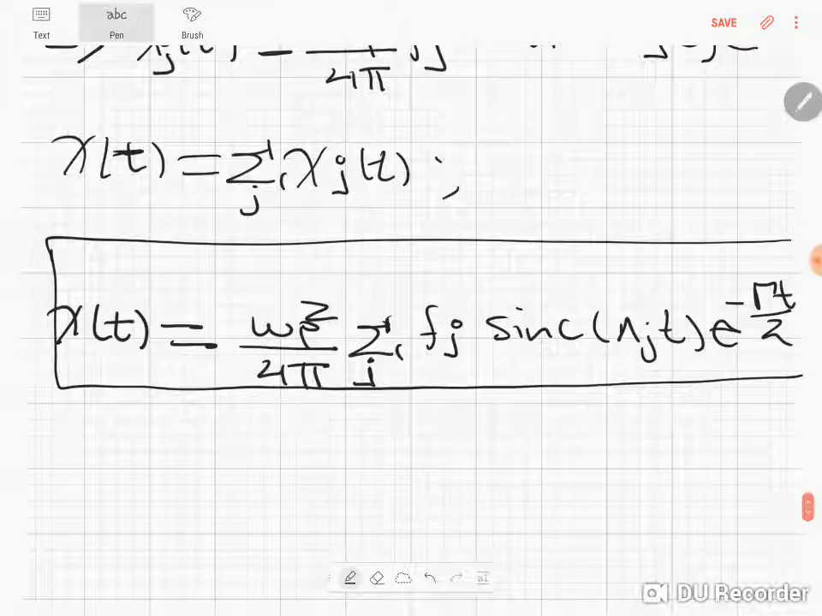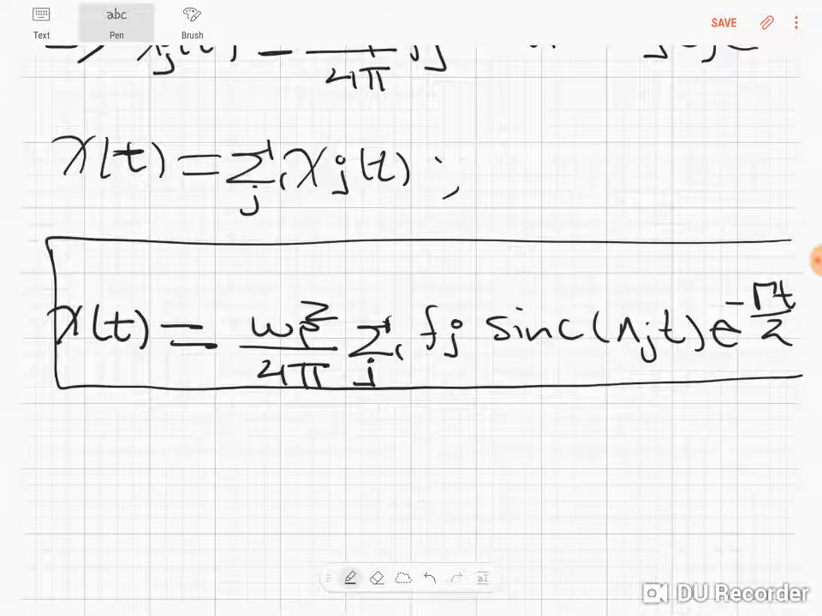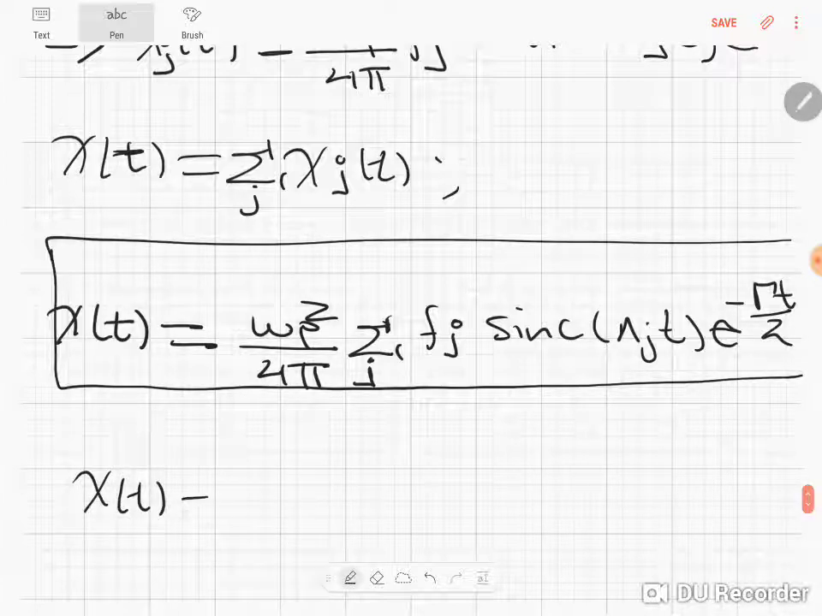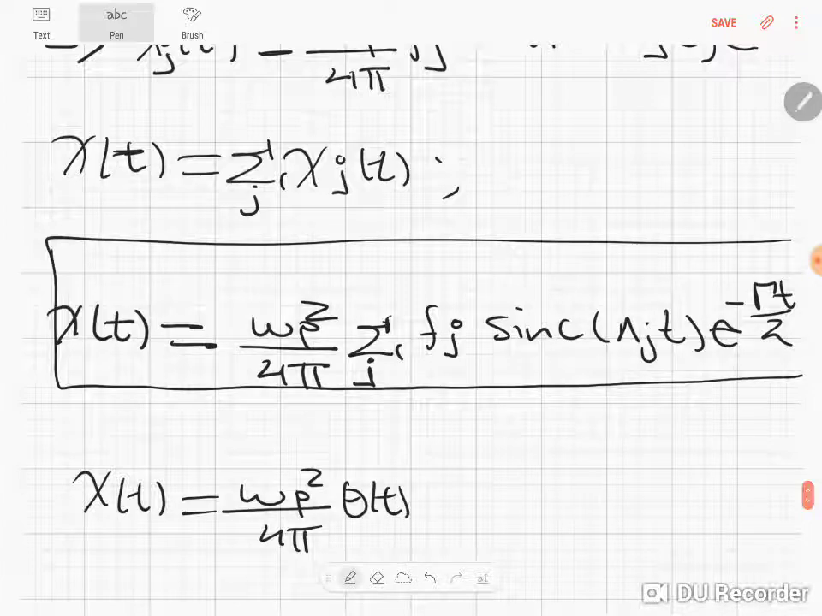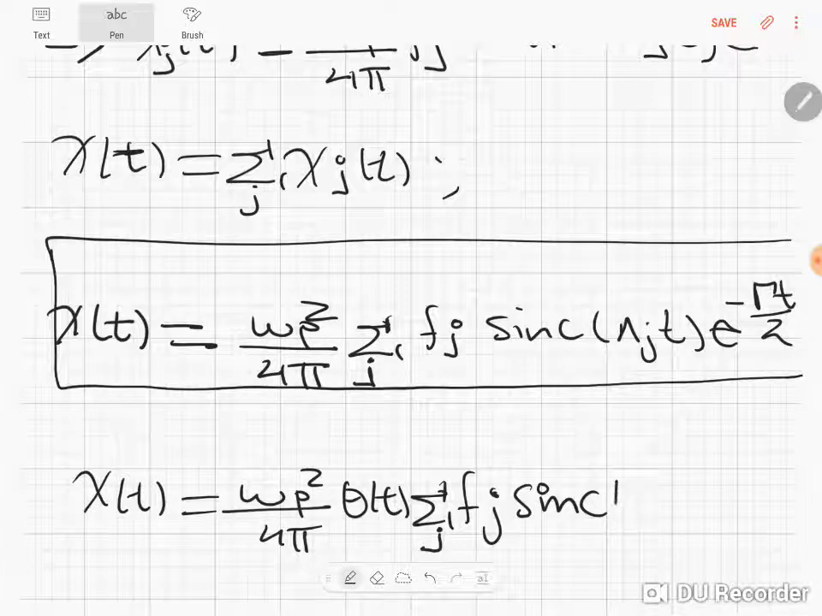So this came from a problem where we had all the poles in the lower complex plane. So then in principle this should be causal. This has no poles in the upper complex plane, but causality should be imposed. So then what we write is that chi of t is just equal to omega_p squared divided by 4 pi times theta of t, summation of j f_j sinc of lambda_j t e to the minus gamma t divided by 2.